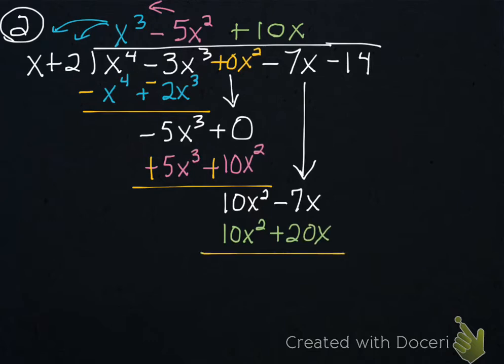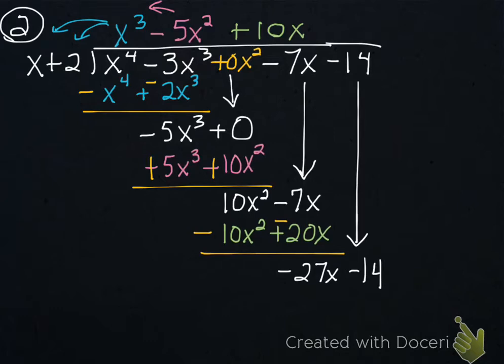Draw your line, change both signs. Negative, negative. My 10x squareds cancel. Minus 7x and minus 20x gives me negative 27x. Drop down the next term, minus 14.